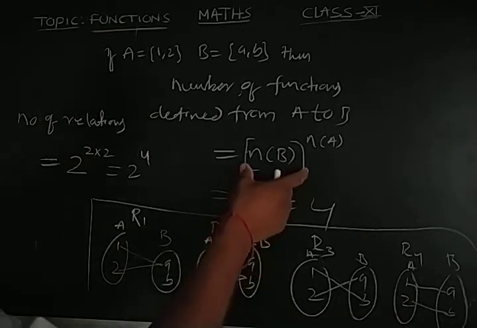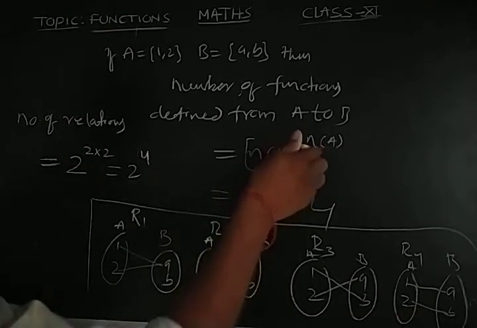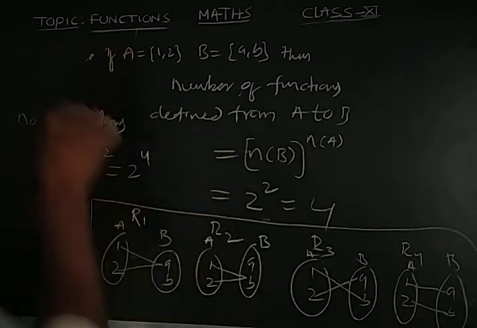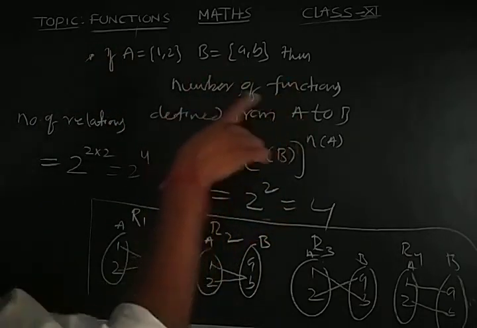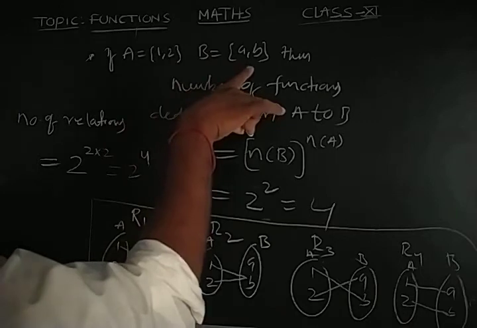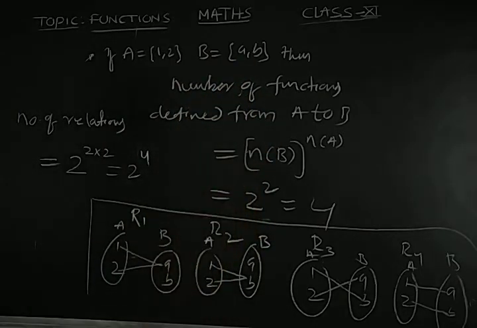So this is the formula to find the number of functions from A to B. Very important formula. Number of functions from A to B, if you know the number of elements in A and the number of elements in B. Okay, note this down.